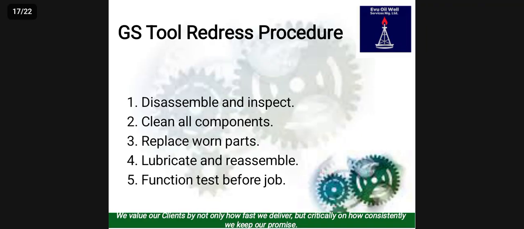The GS2 redress procedure. Follow these steps carefully. Disassemble and inspect all parts. Clean with solvents or diesel. Replace worn parts and lubricate moving sections. Reassemble correctly. Perform a function test before sending it to the field. If it doesn't function on the table, it won't work downhole. That is the rule.